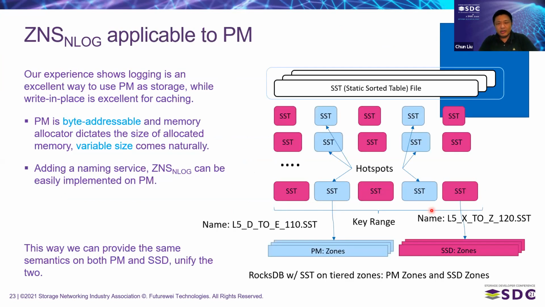This is also applicable to persistent memory, as we know that persistent memory is natively byte addressable, so it's byte appendable. Also, the memory allocator will dictate the size of the allocated memory region. That means if we just add a naming service, we can implement ZNSNLOG on persistent memory. This way, we can provide the same semantics on both persistent memory and SSD.